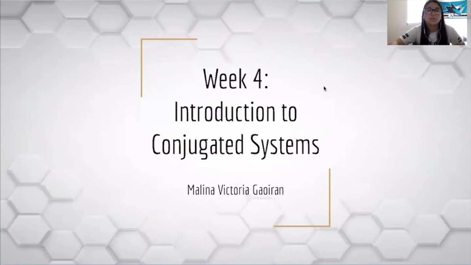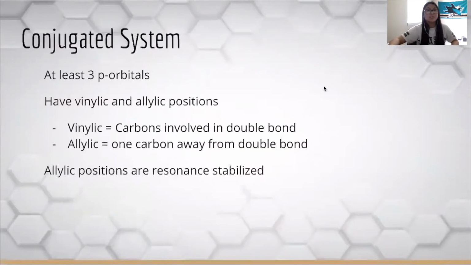This week's video is going to be an introduction to conjugated systems. So first off, what is a conjugated system? Conjugated systems have at least 3 p-orbitals, and within that system, they will have a vinylic and allylic position.